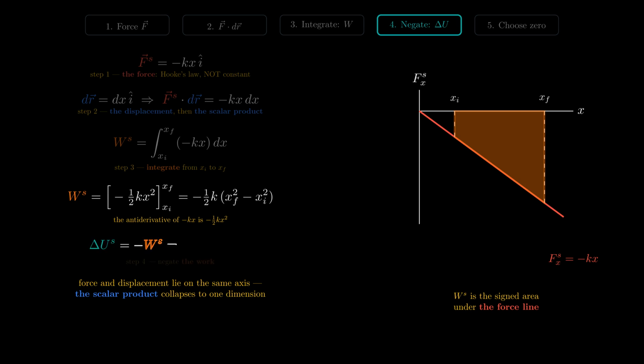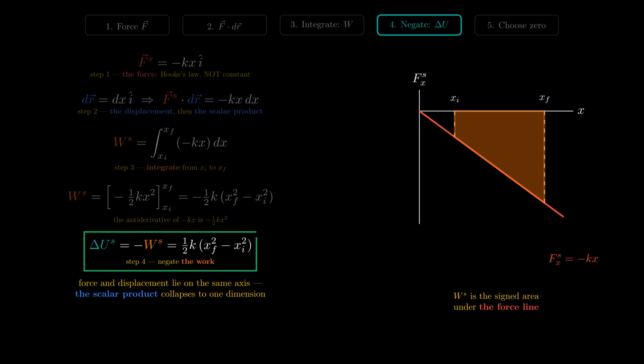Step 4, negate. The change in potential energy is 1/2 k times the quantity x sub f squared minus x sub i squared. One elementary integral. The recipe supplied everything else.